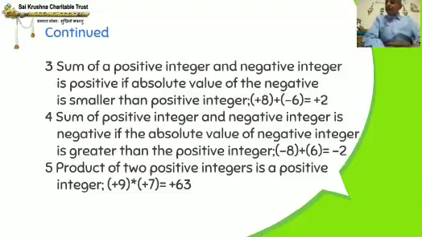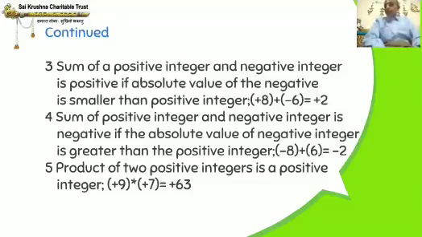And plus 8 is the positive integer. So the sum of a positive integer, here plus 8, and a negative integer is positive if the absolute value of the negative integer is smaller than the positive integer. Minus 6 is definitely smaller than plus 8, so the result is positive. So plus 8 plus minus 6 is plus 2 only. Don't get confused. It is as good as saying 8 minus 6.